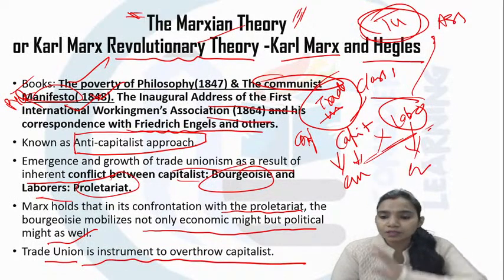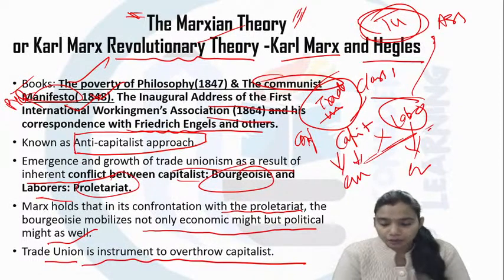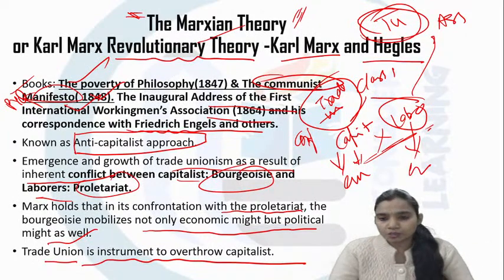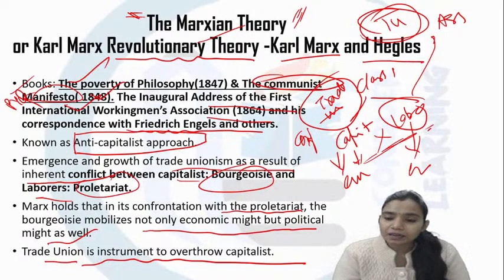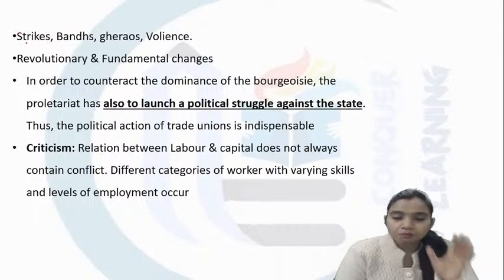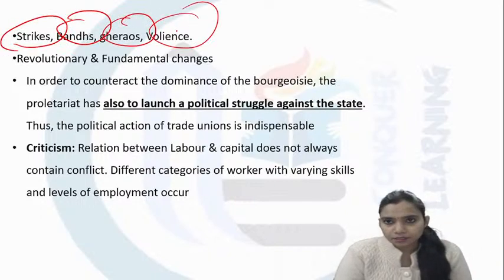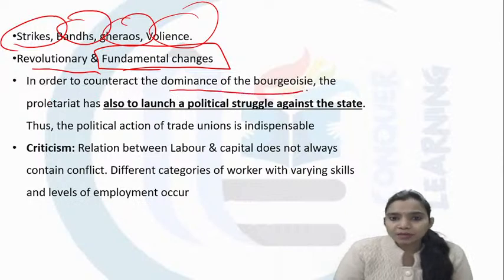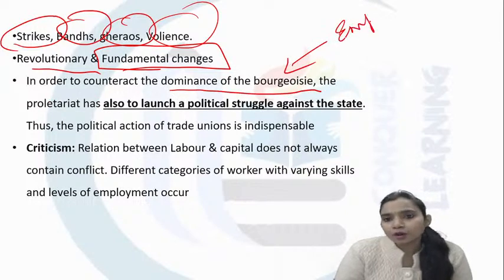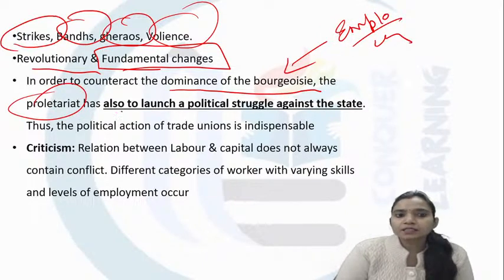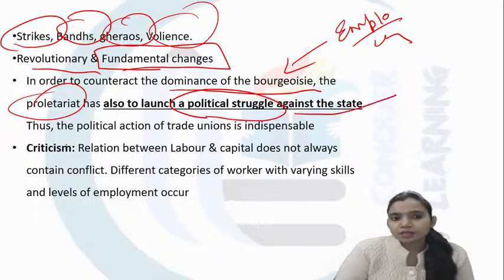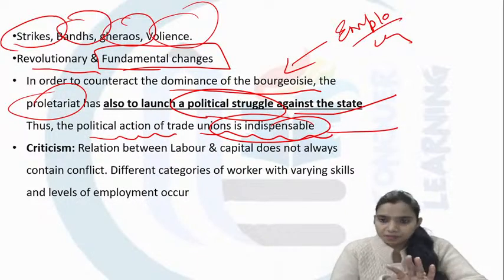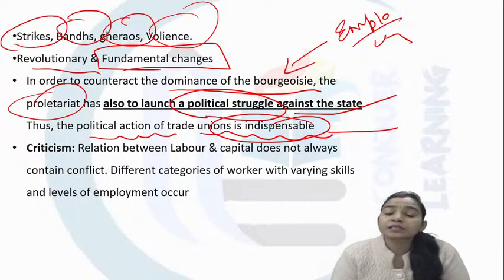According to him, trade unionism is the instrument to overthrow the capitalist. Revolutionary, remove them, remove their power, we as the trade union would have the control. Whereas Webb said, no, it's not about overthrowing the capitalist, it's about reconstruction. That is what Webb said. Marx said it's anti-capitalist, it's overthrowing the capitalist. Marxian theory uses strike, bandh, gherao and violence. They are revolutionary and involve fundamental changes. In order to counteract the dominance of the bourgeoisie, meaning employers or capitalists, the laborers also have to launch a political struggle against the state. Thus, the political action of the trade unions is indispensable, not separable. This is not only about economic need, but also the political need, political struggle as well.